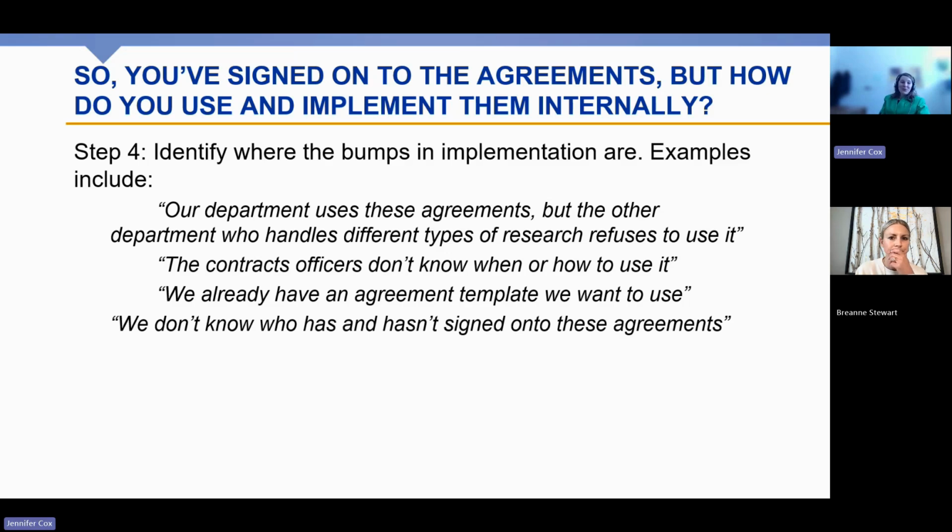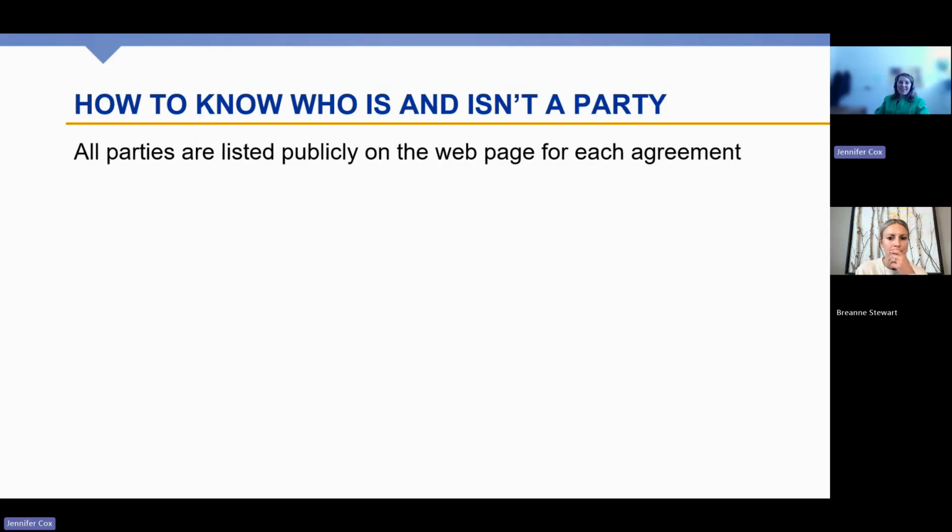And maybe it's because you don't know who is signed on to these agreements, which I'm going to talk about more in a second, and you just need more clarification on that, and that's the bump. So if you're trying to implement these more widely, these are the 4 steps you'd want to identify and help address. And like I said, we can help you address it. So let's talk about that last thing, about who is and is not a party.